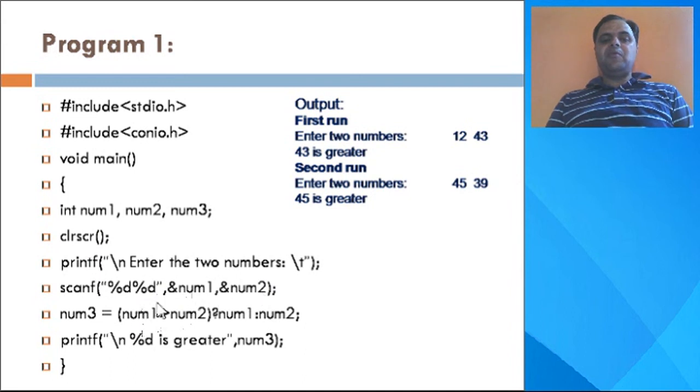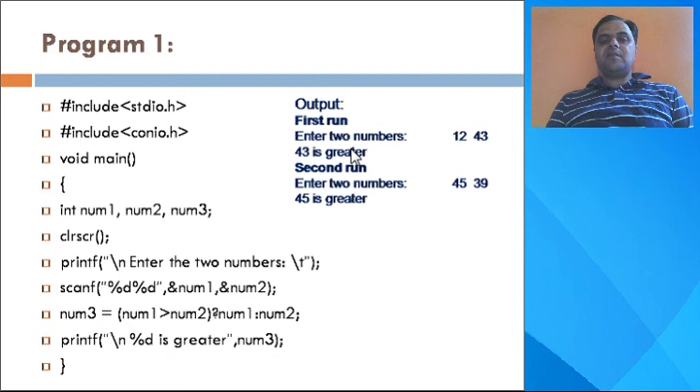So here I have used the ternary operator. If num1 is greater than num2, then num1 will get stored in num3, and if this is false, then num2 gets stored in num3. So what we have to print? We have to print num3 is greater.